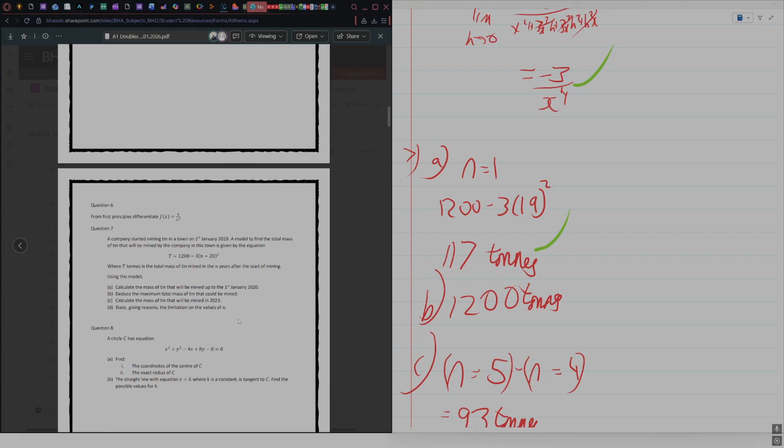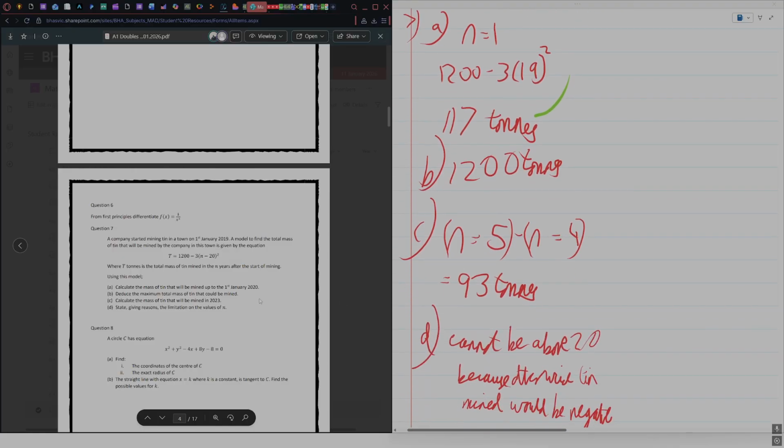Maximum total mass, I mean, whatever n is, you're taking away some value of n, or some processed value of n, which means that the maximum is just when this big thing here is 0, so it's just 1,200.